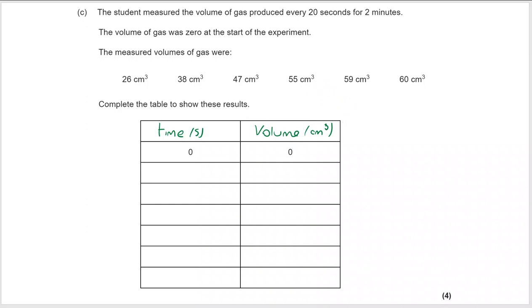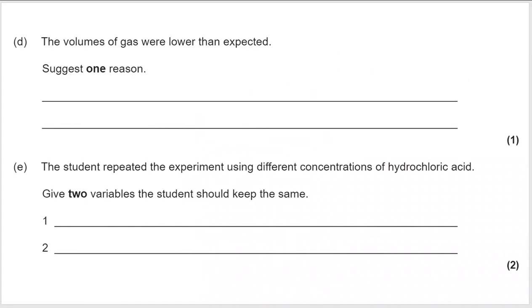And then the final marks are for putting in the correct times: 20, 40, 60, 80, 100, 120. There's your 2 minutes. And for adding the correct volumes with the correct times. So we're putting them in order. And we're done. On to part D.